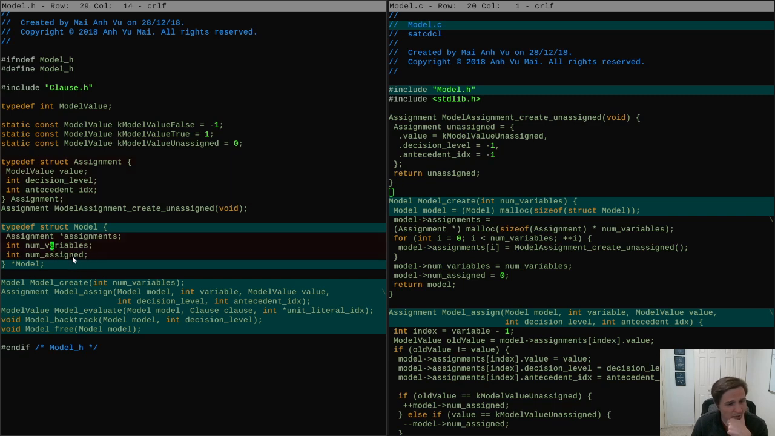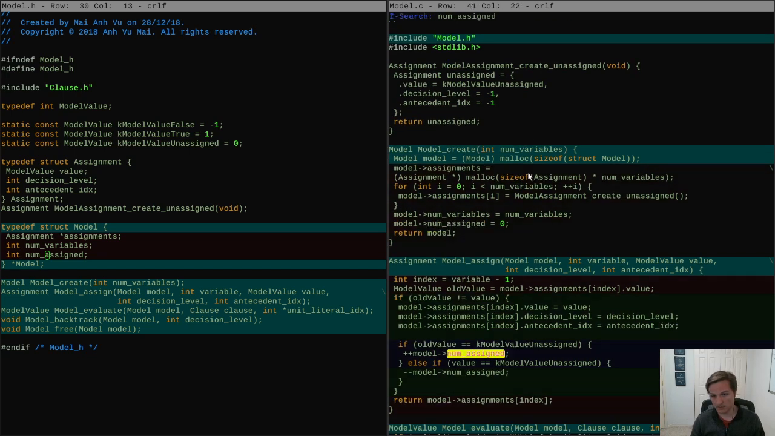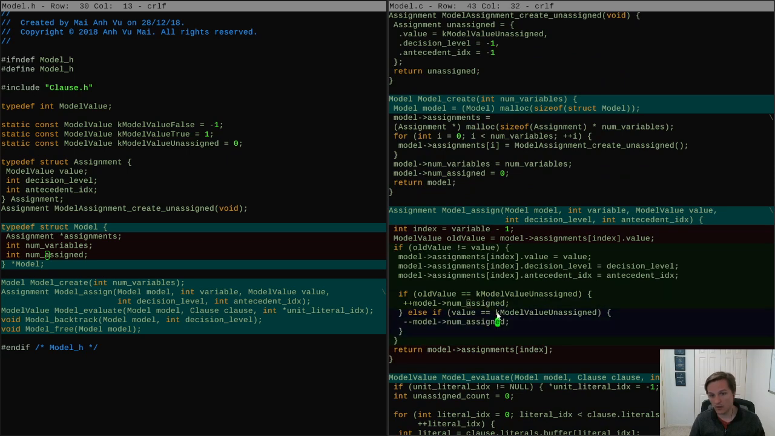So number of variables, number of assignments, number assigned. Okay, so the number of variables is just a property of the formula. It's not a property of the solution to the formula. Whereas the number assigned might be something that gets changed over time in a solver. Starts off at 0.